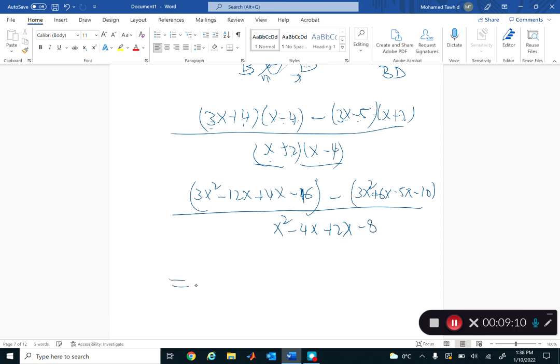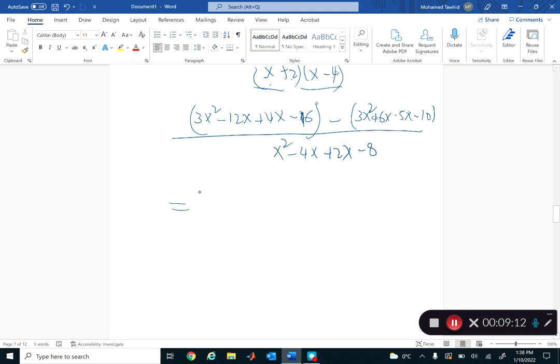Now I still simplify. How to simplify? So you have 3x squared. Negative 12x with 4x, you get negative 8x. Minus 16. Here you have minus 3x squared.